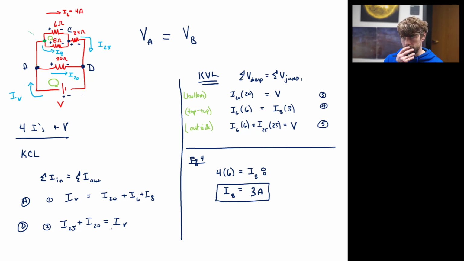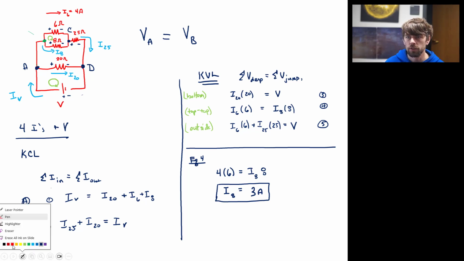So right away, we know that the current going through the 8 ohm resistor is equal to 3 amps. Well, that basically means I've used this equation. It's always good to keep track of which equations you've used and solved and that kind of stuff. So this one's taken care of.